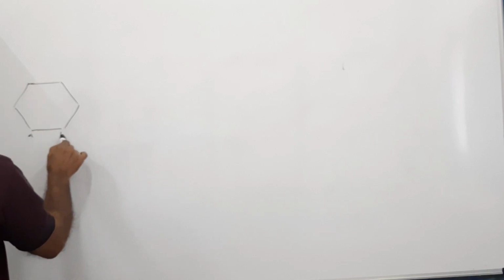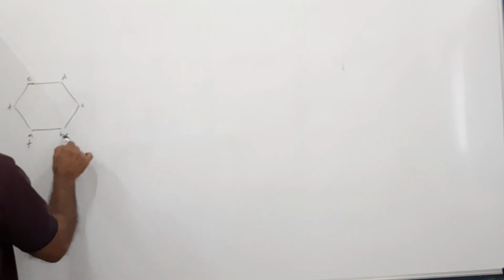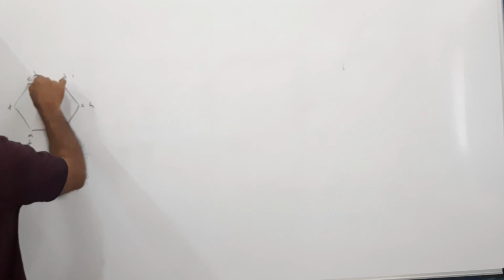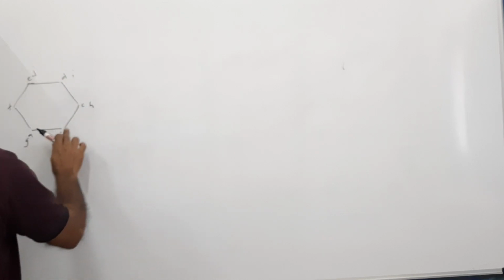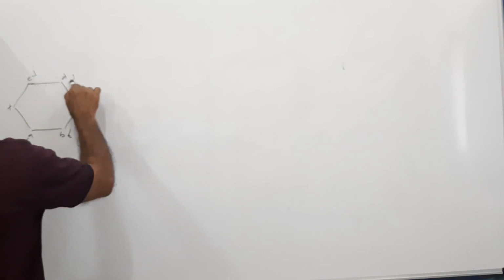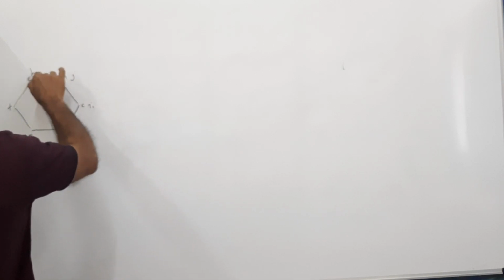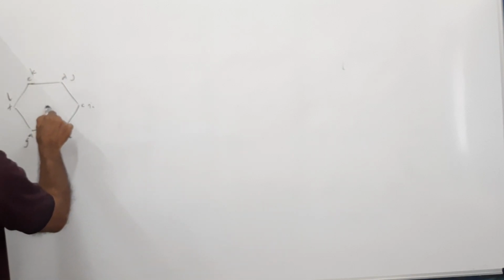I mark it A, B, C, D, E, F, the corners of the base. G, H, I, J, K and L on the top, axis OP.